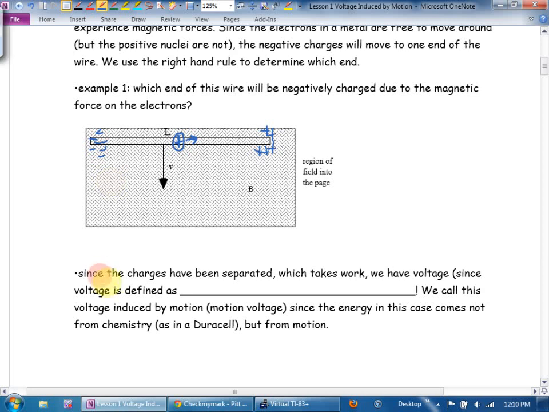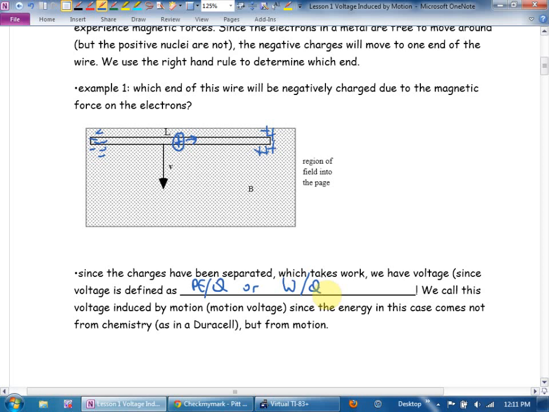Since the charges have been separated, which takes work, we have voltage because voltage is defined as energy per coulomb or work done on each charge, if you really want to think about it. The reason you could run stuff from a battery was the chemical reaction separated the charges. It did work on the charges, so each charge had some extra potential energy, which when it went through the circuit, it gave to the electrical device.